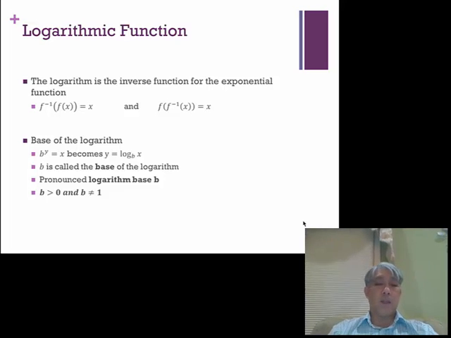So if I have the exponential function b to the y equals x, that b now becomes the base of the logarithm. I can rewrite b to the y equals x as y is equal to log base b of x. Again, b is called the base of the logarithm, and this is generally pronounced as logarithm base b. Just like in the exponential, b has to be greater than 0 and b cannot equal 1.